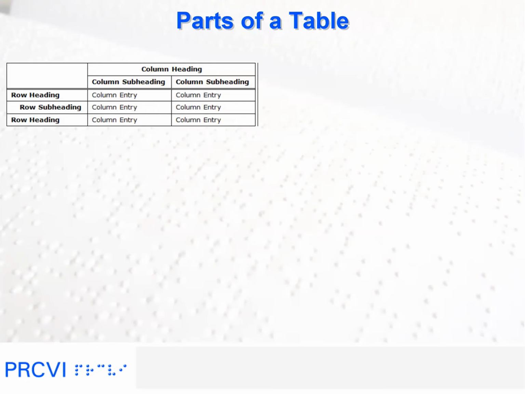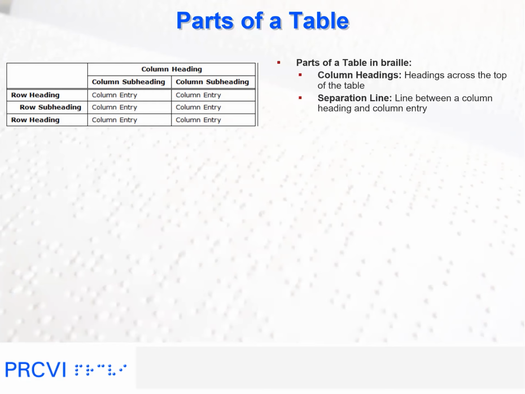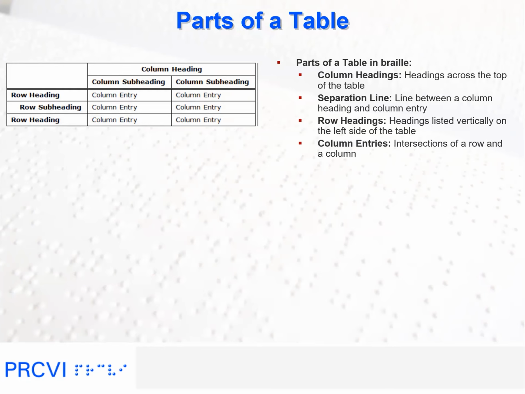Tables have column headings, row headings, and column entries. They can have column subheadings and row subheadings. Column headings are across the top of the table. A separation line is a line between a column heading and column entry. Row headings are listed vertically on the left side of the table. Column entries are intersections of a row and a column.